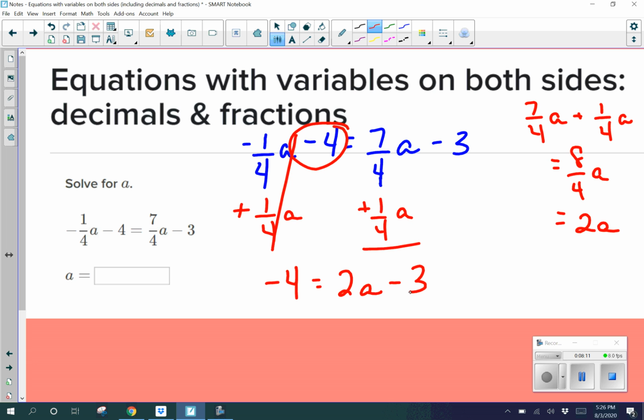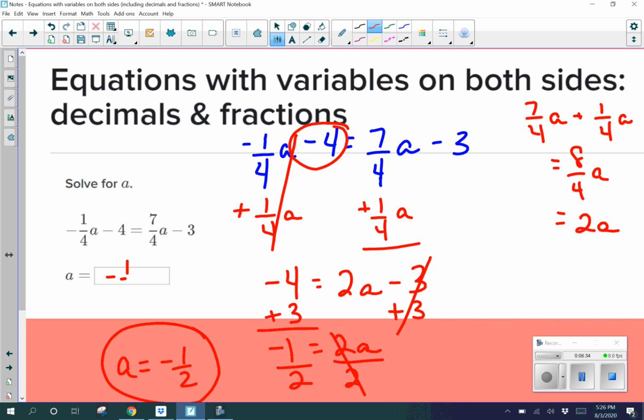My next step, I want to eliminate my constant, so I'm going to add 3 on both sides. That cancels there. Negative 4 plus 3, different signs, so we subtract. Leaves me with negative 1 equals 2a. And then we divide through by 2, leaving us with a equals negative 1/2, which is your answer.